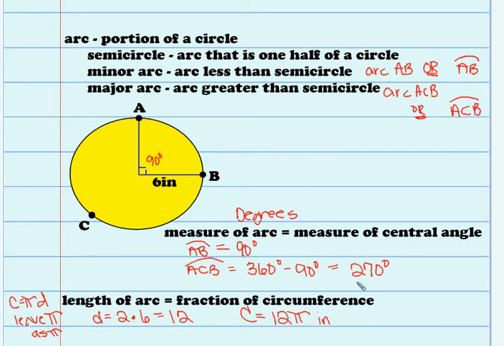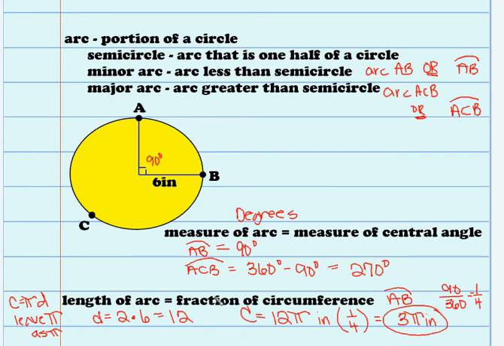Now, if we wanted to find the length of AB, we would figure out what fraction of a circle it is. So it's 90 degrees. It's 90 out of 360, which is 1/4. So we need to multiply it by 1/4 or divide it by 4, and that will tell us that this is 3 pi inches long.